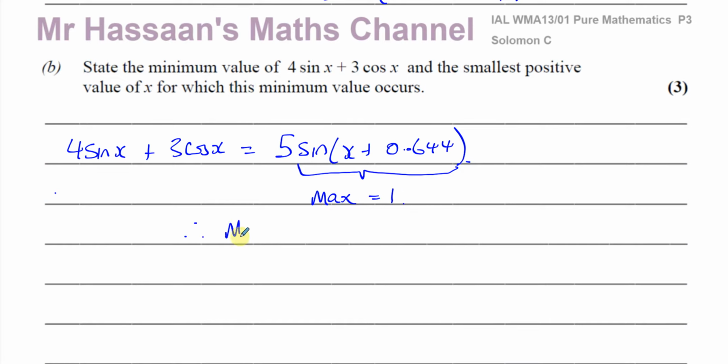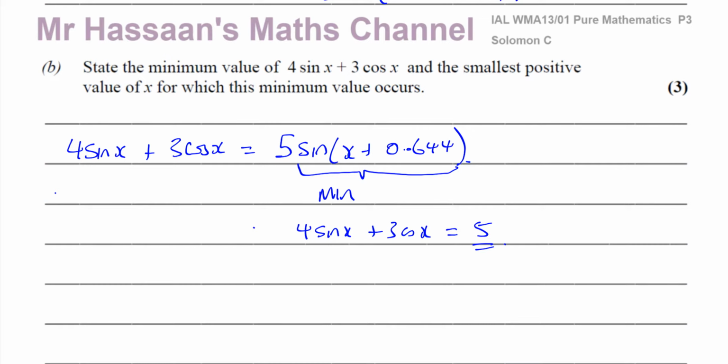Therefore, the maximum value of 4 sine x plus 3 cosine x is going to be 5, because this is going to be 5 times the sine of an angle. The sine of an angle, the maximum it can be is 1, the minimum it can be is -1. They're asking us for the minimum. Read the question. So the minimum value of this can be -1. Therefore the minimum value of our expression is going to be -5.